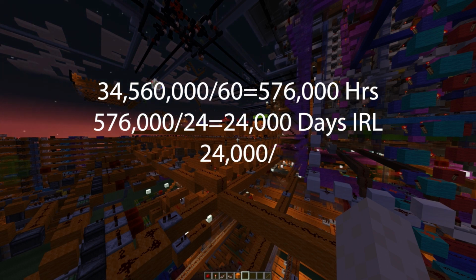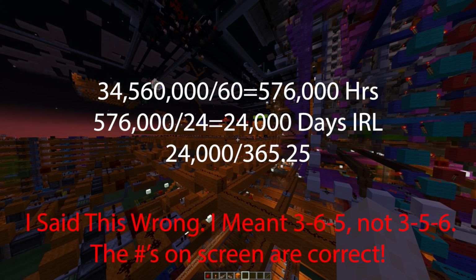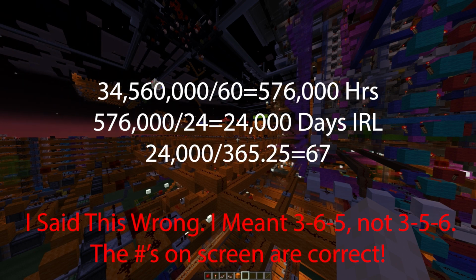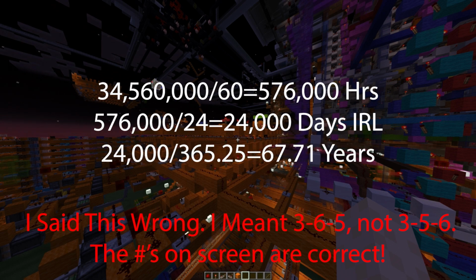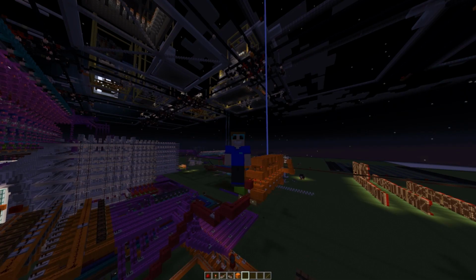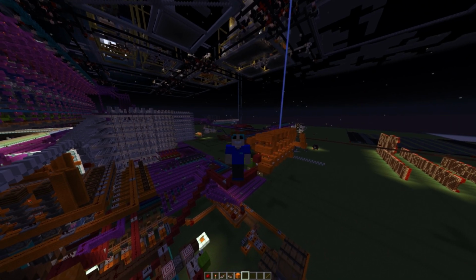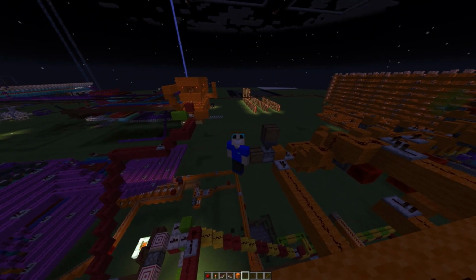Now, if you divide that by 356.25 days, that gives you 67.36 or 37 years of real life. Years of real life time. Think about that. This will never ever get filled.